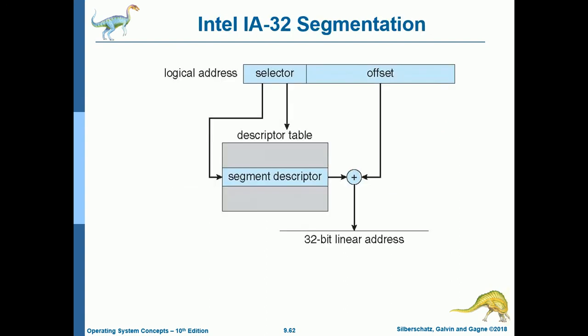Okay, next we have the Intel IA32 segmentation. Our logical address is composed of a selector and an offset. The selector points to the descriptor table and the actual location of the segment descriptor, and this is then combined with the offset to give a 32-bit linear address.